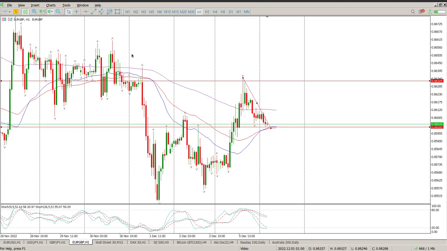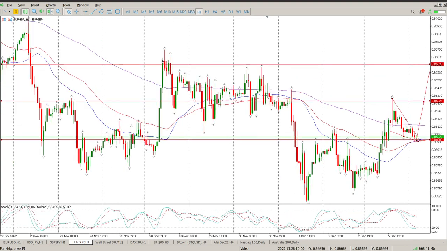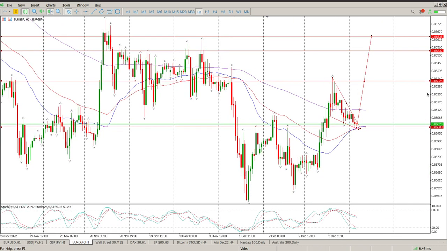So this to me is screaming look for a long. I just want to get the measured move in. Measured move is going to be to the left here, and I would actually just put a zone in here because it's going to be chaotic. You can see there. Okay, so that's kind of the setup that we've got here.